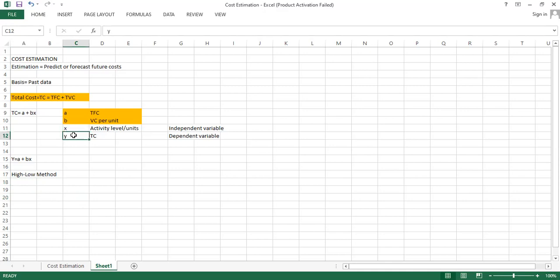Based on the highest and lowest values of X and Y, we determine what we can call a change. A change in this respect is the highest minus the lowest value. So we shall look for a change in X and Y as the highest minus lowest values of X and Y. Based on that change, we can then determine the value of B, and thereafter, we proceed to compute the value of A.